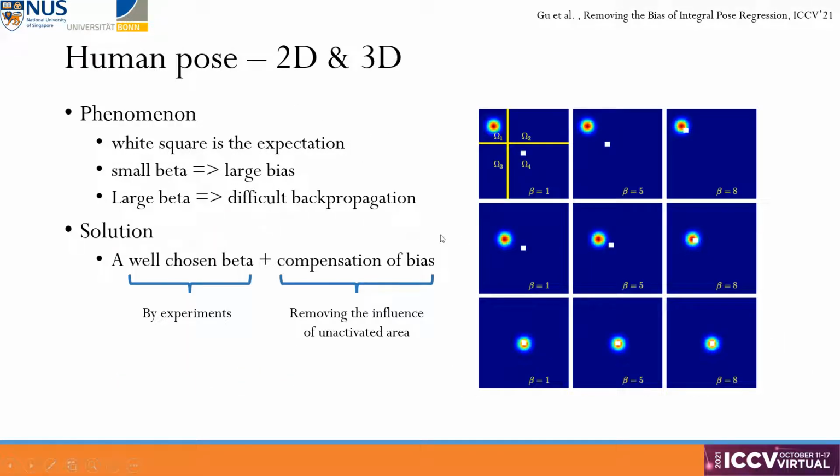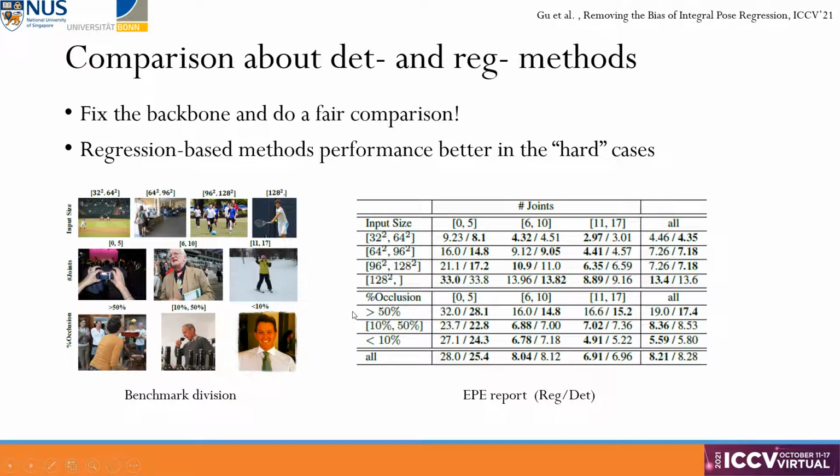So when we go to the real application, human pose estimation, which is under the 2D or 3D space, the bias still exists. From the figure, we can see that the expected value, the white square, only overlaps with the true joint coordinates when it is at the center. However, we know that it can be located anywhere. It also depends on the scale of beta. Small beta brings large bias, while large beta makes the back propagation of the network difficult. So in this paper, we made a solution for it. We do experiments to choose the best beta, and we propose a simple composition scheme to make the coordinate unbiased.